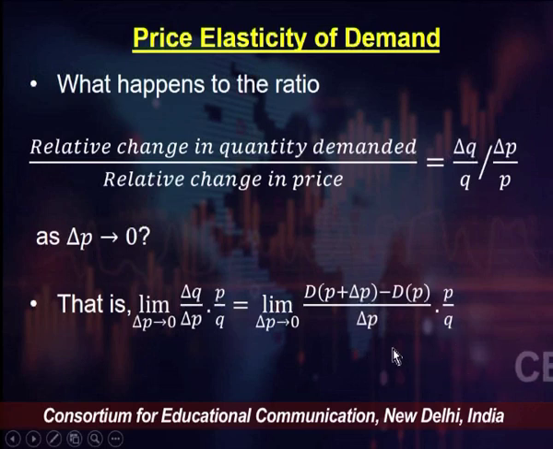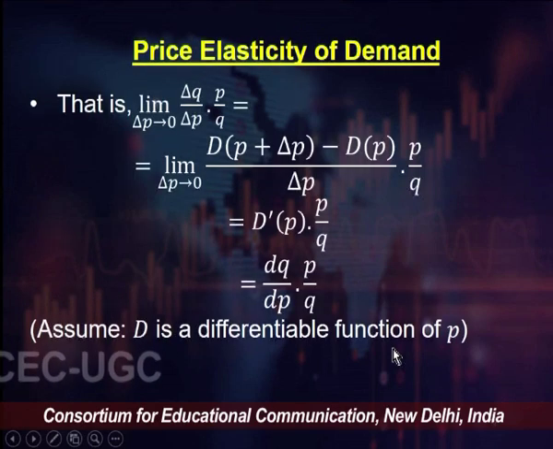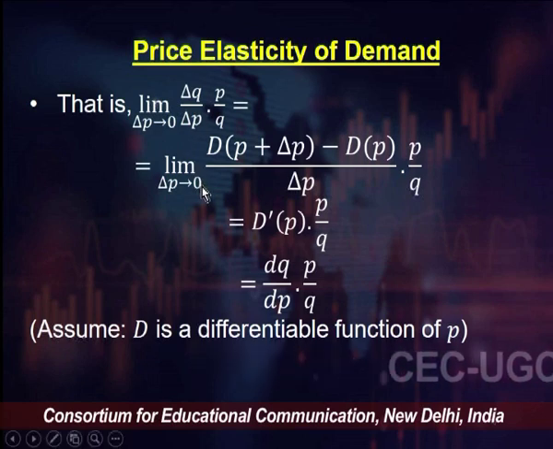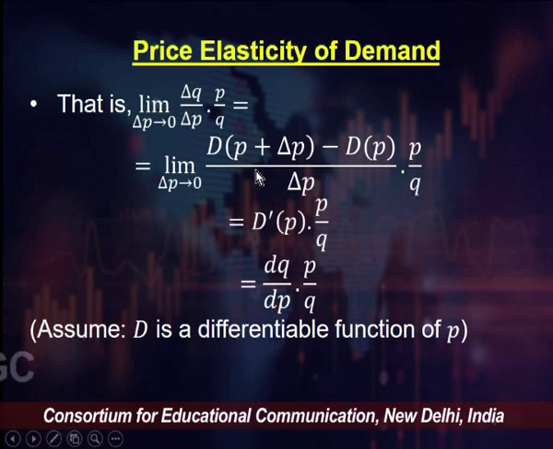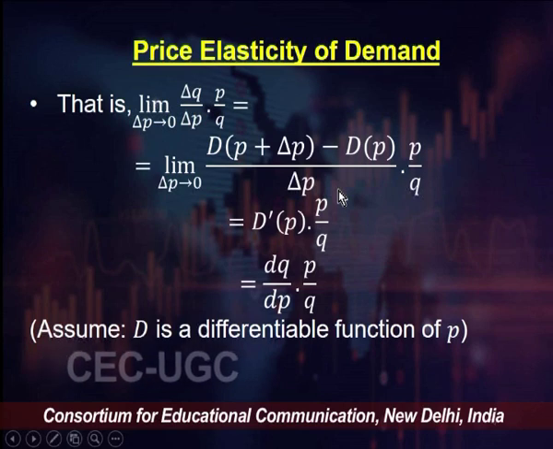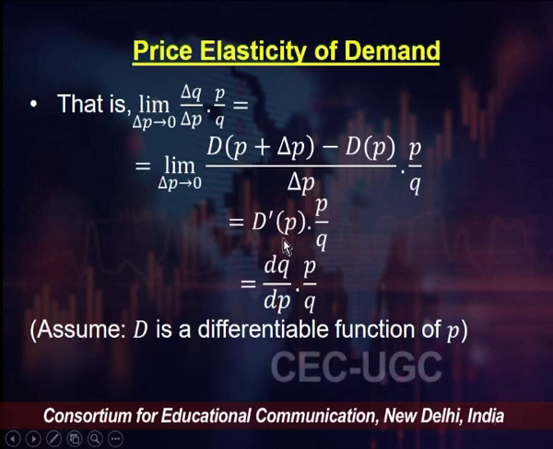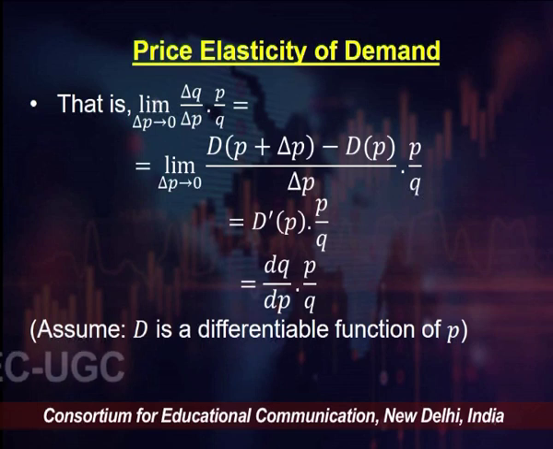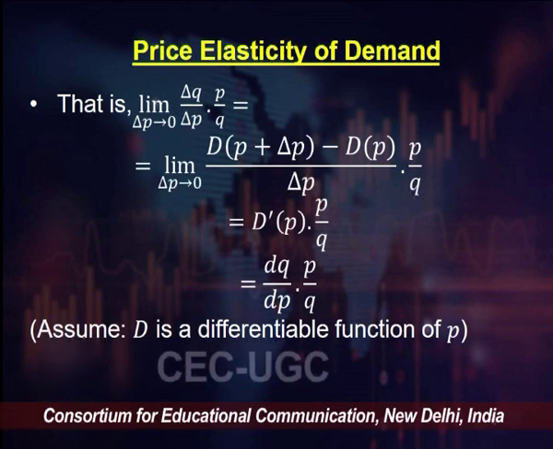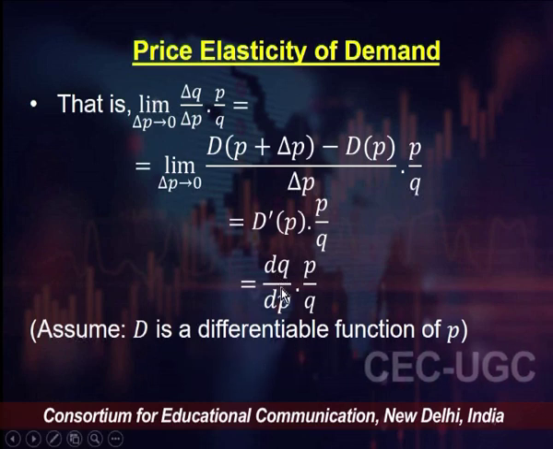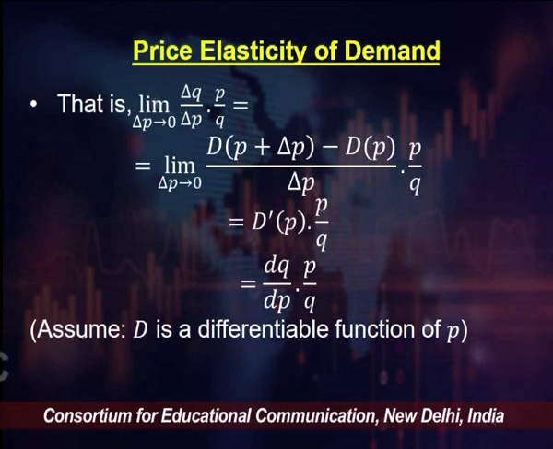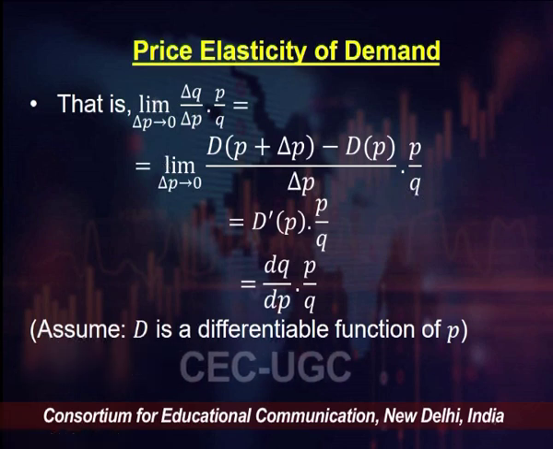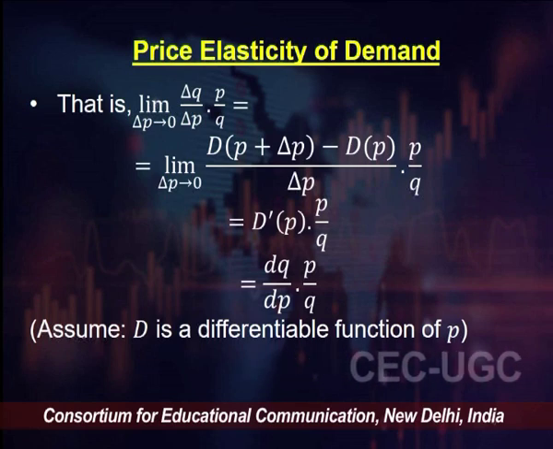As you all know from your chapter on differentiation, the limit as delta P tends to 0 of d of P plus delta P minus d of P divided by delta P is nothing but the derivative of the demand function with respect to price, multiplied by P by Q. Because Q is a function d of P, d prime of P is dQ by dP. So our price elasticity of demand can be written as dQ by dP times P by Q.